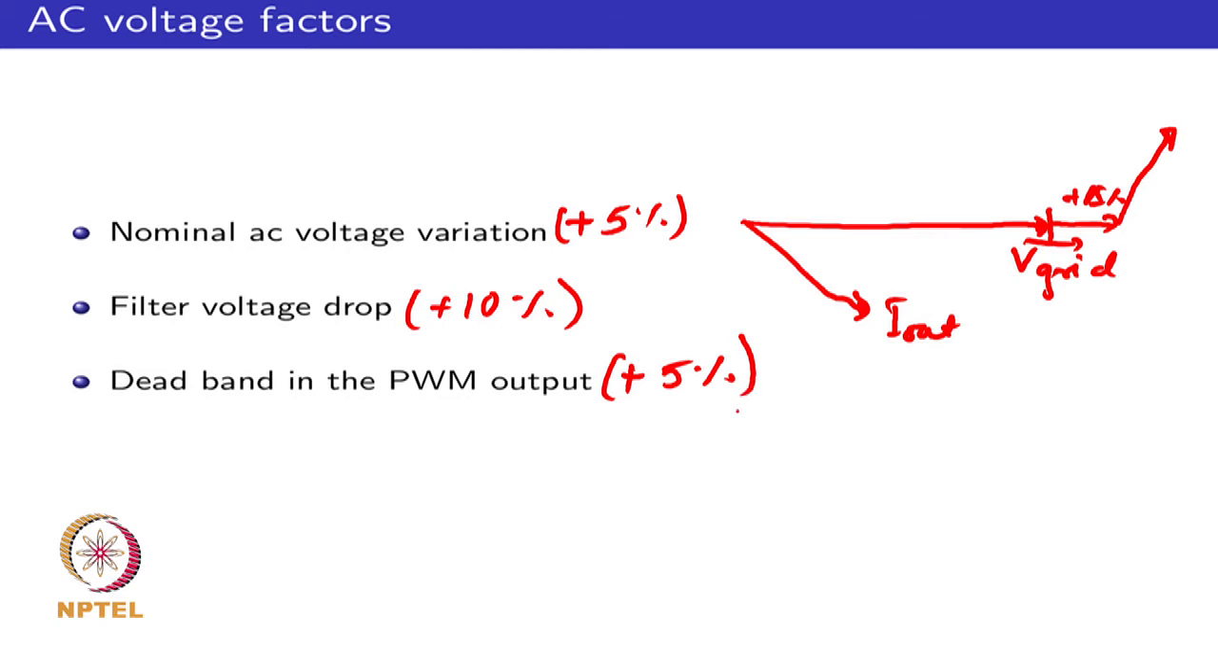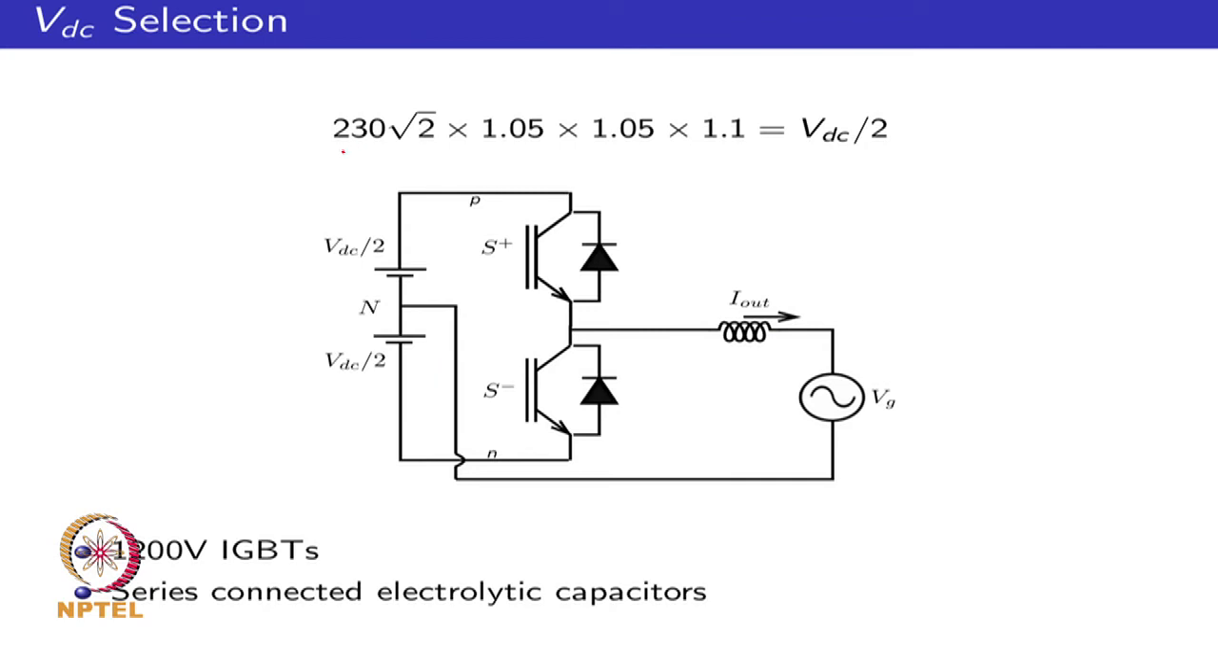So overall, if you look at the relationship between your DC bus voltage and your AC output, you will end up with your 230 times root 2, plus a factor for your dead time, plus a factor for your delta VG, your VG variation, and you might have a factor for filter drops. Some of these factors might not be exactly in phase. For example, the filter drop might be 90 degrees lagging, whereas your dead time might be in phase.